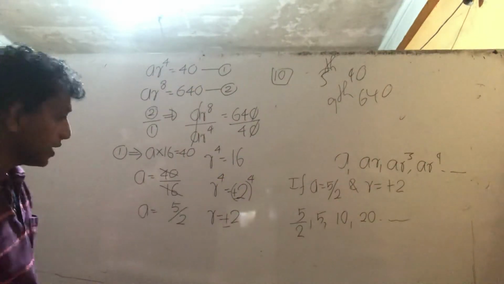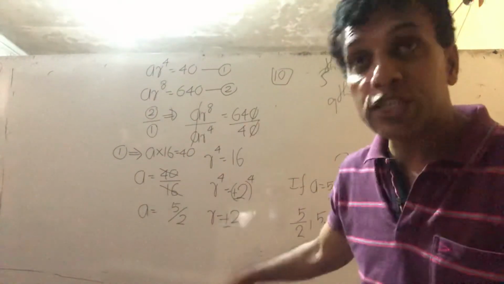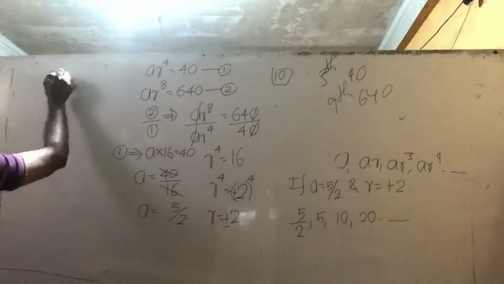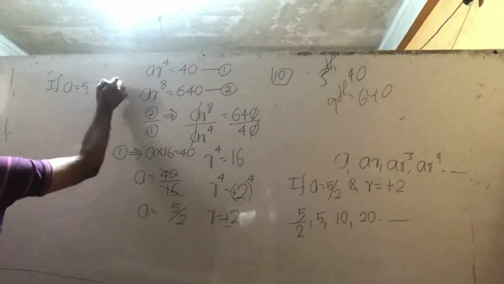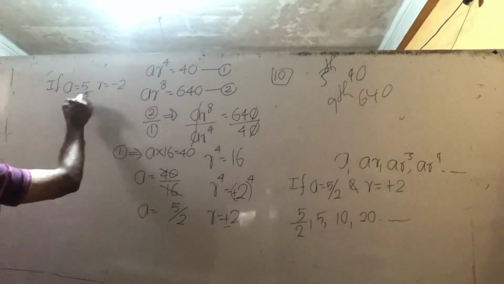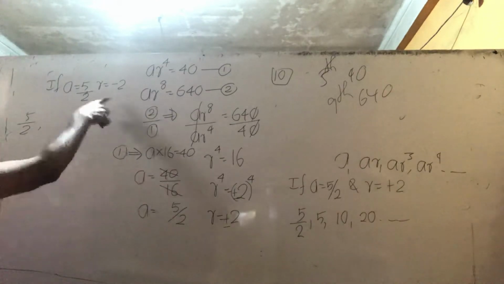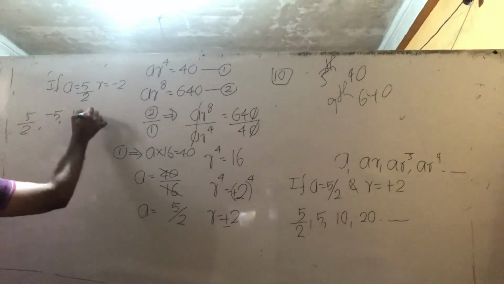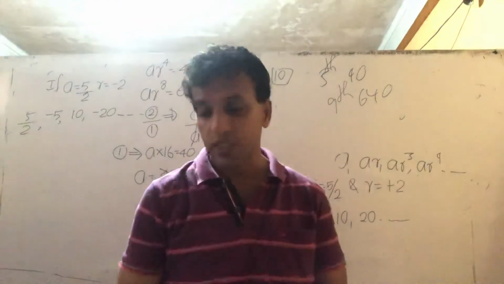The same method, write the next series. If A is the same, 5 over 2, and R is minus 2, the same method. The series is 5 over 2, multiply that, so minus 5, plus 10, minus 20, and so on. This is the way I showed today in this video.